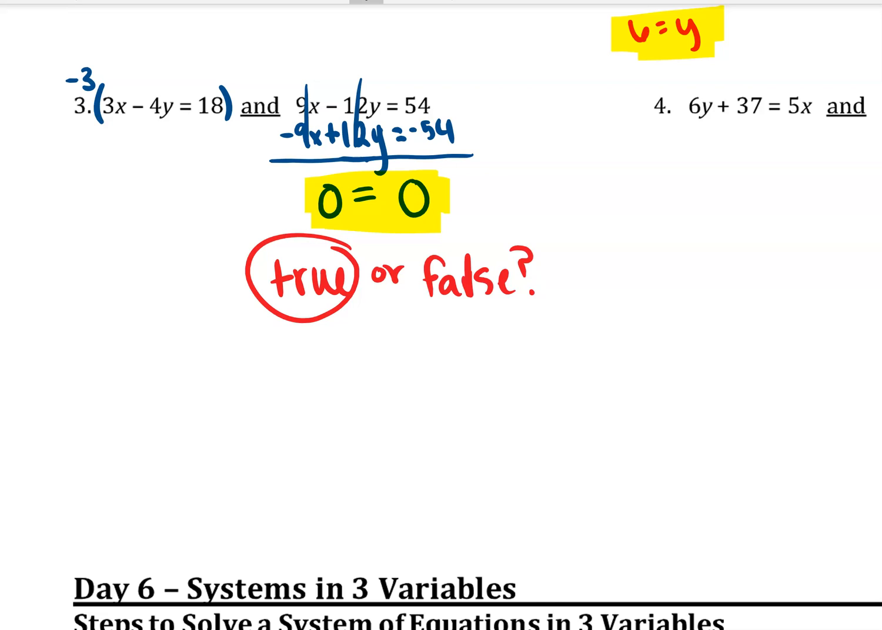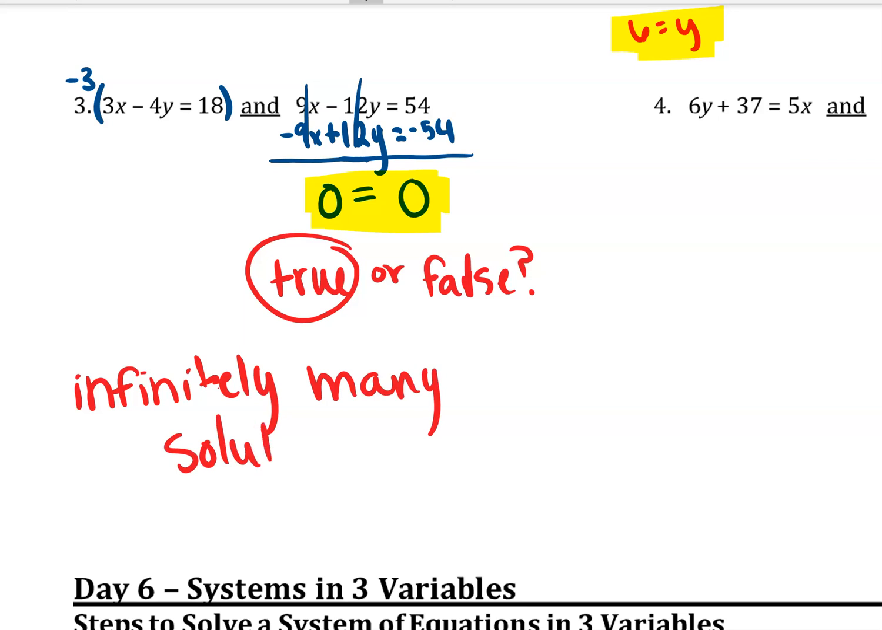I said all real numbers earlier, but it's not all real numbers. It's infinitely many solutions. You also might see it written as IMS.